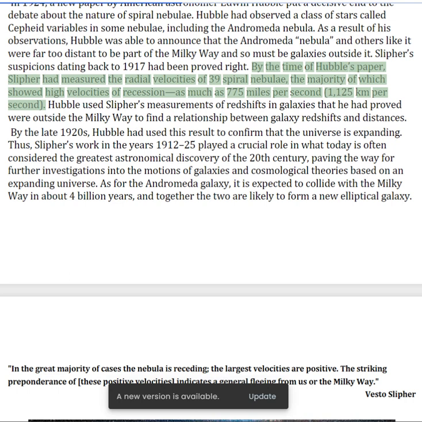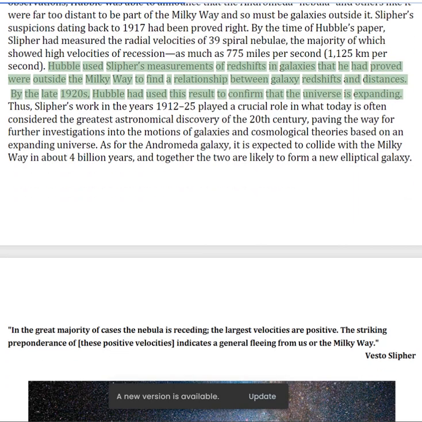By the time of Hubble's paper, Slipher had measured the radial velocities of 39 spiral nebulae, the majority of which showed high velocities of recession, as much as 775 miles per second. Hubble used Slipher's measurements of redshifts in galaxies that he had proved were outside the Milky Way to find a relationship between galaxy redshifts and distances. By the late 1920s, Hubble had used this result to confirm that the universe is expanding.